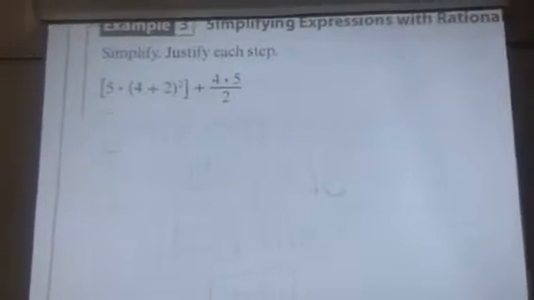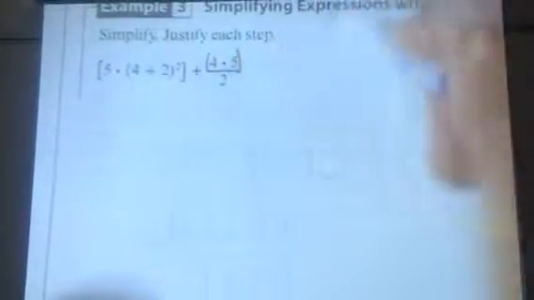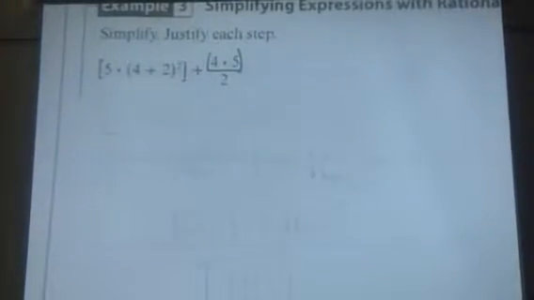Okay? Same thing here. This says to simplify and to justify each step. We're not going to worry about the justifying right now. Let's just go ahead and simplify this, okay? One thing I recognize is that if I've got a fraction bar right here, what I know is that this is basically inside of parentheses, like that right there, okay?